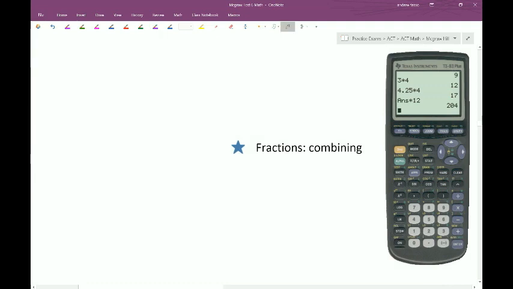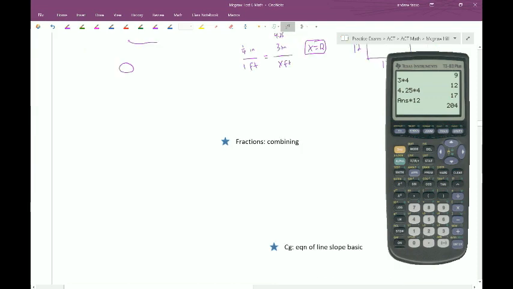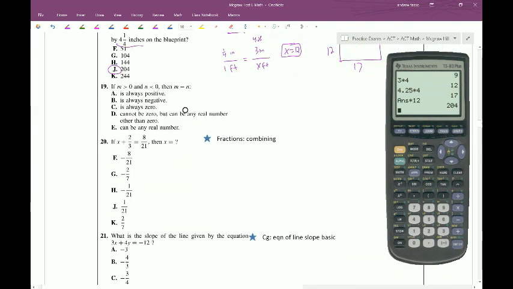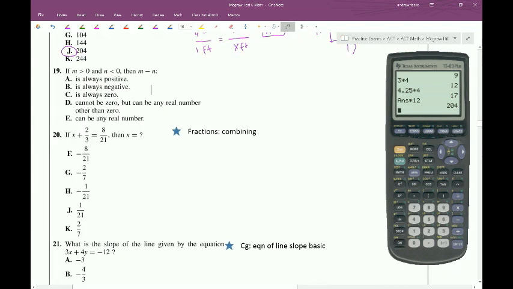If m is greater than 0 and n is less than 0, then m minus n is, okay, so pick a number for m. So how about m could equal 1, n is less than 0, so n could equal negative 100.